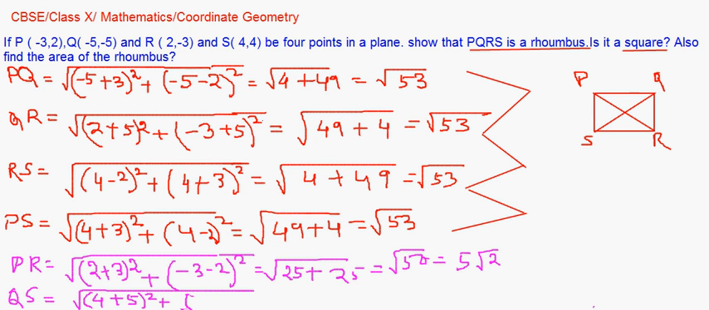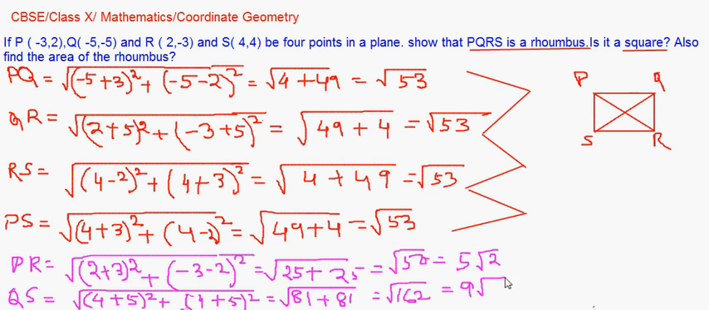It is QS, so I'm done with the x2 minus x1. So I will be taking up 4 minus of minus 5, that's giving a plus 5 whole square. So it is 5 plus 4 is 9, 9 squared is 81, so it is 81 plus 81, that's giving me 162. Obviously they are not equal.